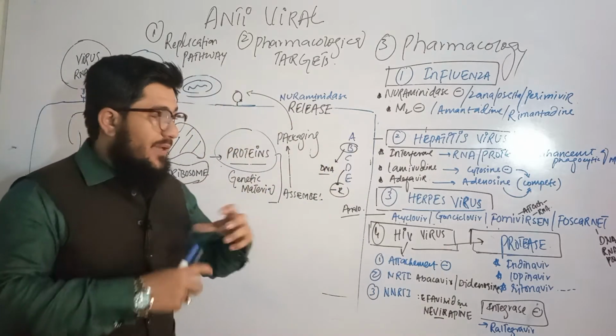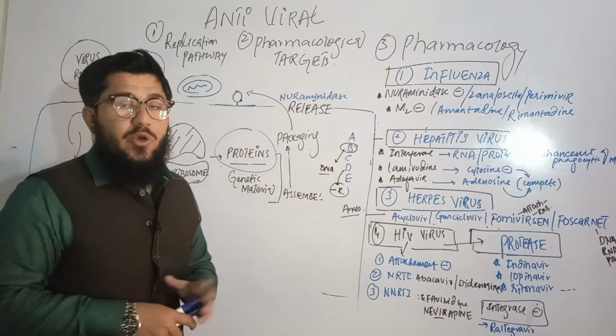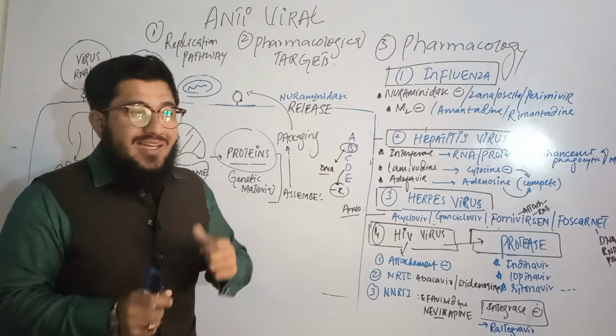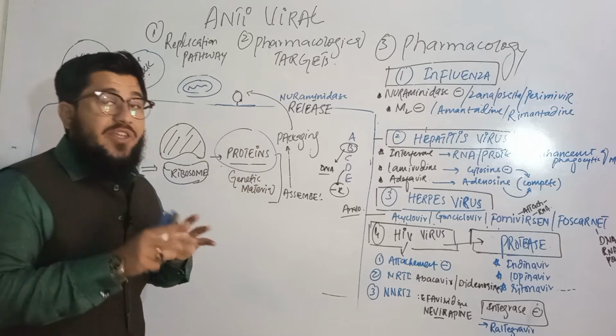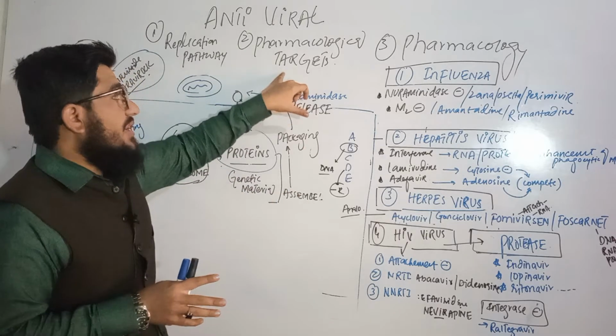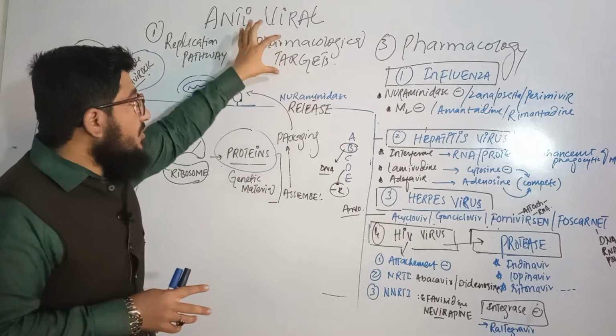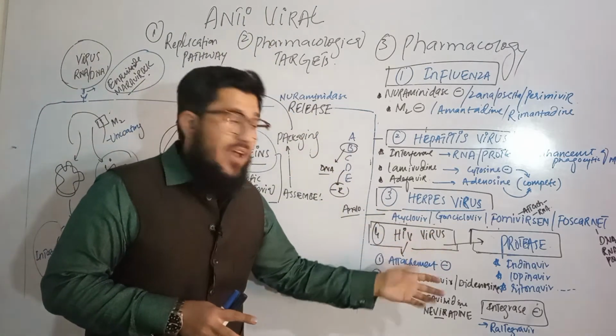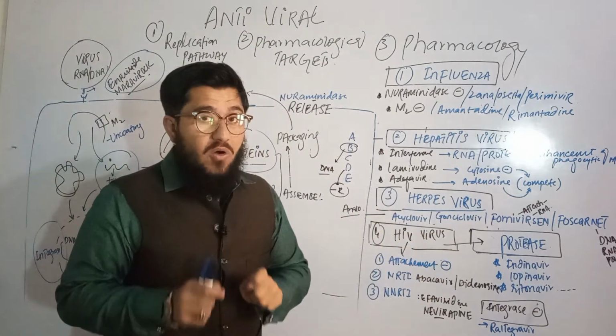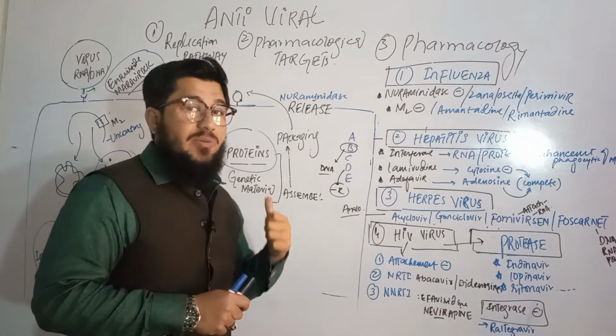First of all, I will tell you about its replication pathway or life cycle. Now, what is the reason behind telling this replication pathway? Very simple. If you know this replication pathway, then it will be very easy for you to identify the pharmacological targets. And if you know the pharmacological targets, then it will be very easy for you to understand the mechanism of action of the drugs. That's why, first of all, I will teach you about the replication pathway.